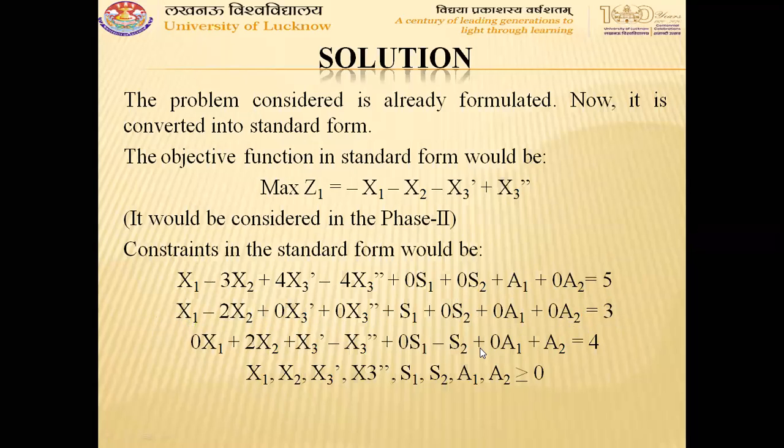And the third constraint contains a greater than or equal to sign, therefore a surplus variable as well as an artificial variable is introduced in this constraint, and the constraint would become 2x1 plus x3 dash minus x3 double dash minus s2 plus a2 equals 4. All the decision variables, slack variables, artificial variables and surplus variables are non-negative.